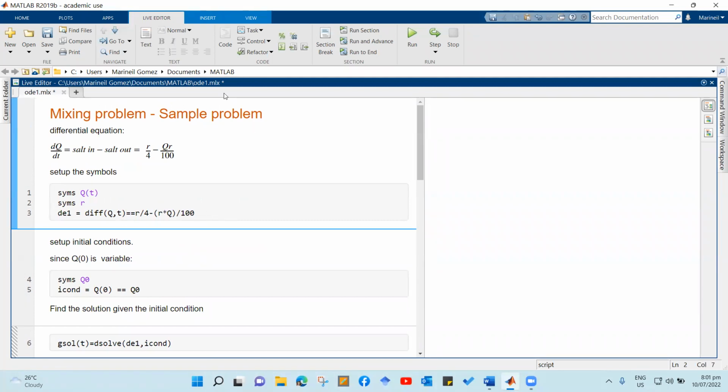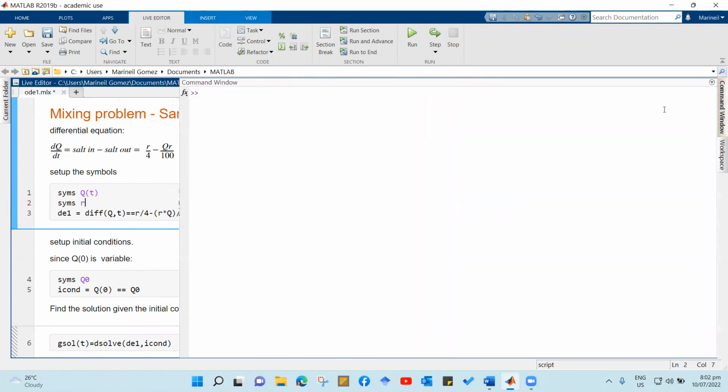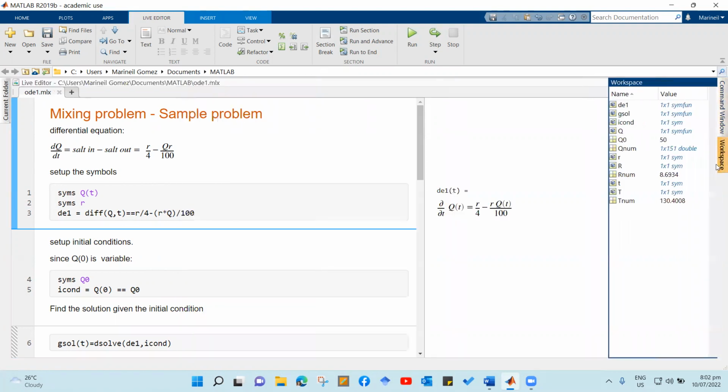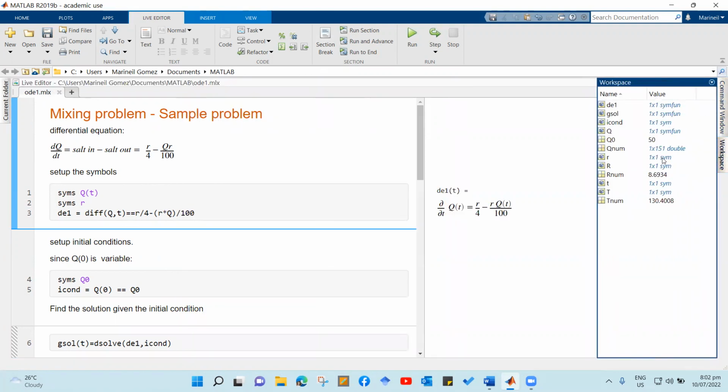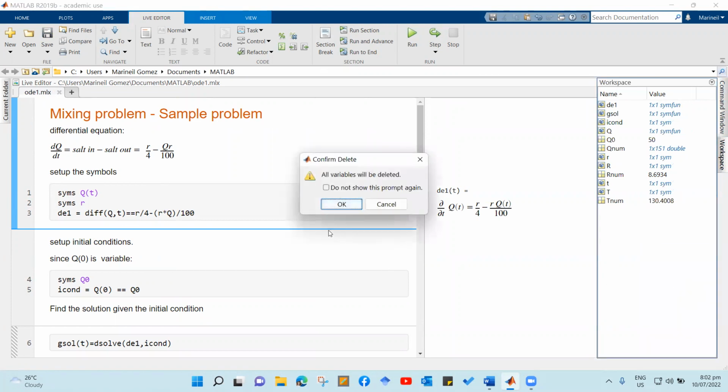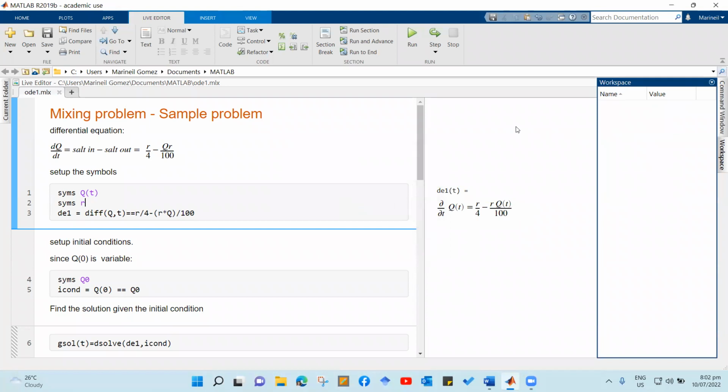So syms. We define our equation. This is q(t). We name our functions q(t) and r. Here, this is the command window, and this is our workspace. Actually, this one is already cluttered, so let me clear the workspace.